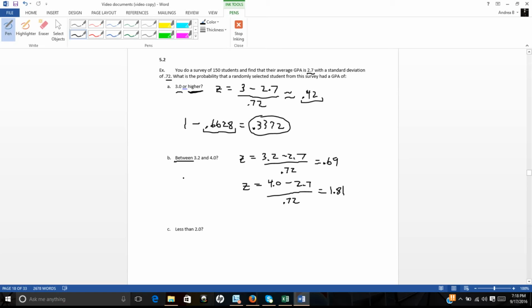So if we do the 1.81, we look that up, we go down to 1.8, over to the 0.01 in the chart. We do so here, we get 0.9649. Remember, I just did the bigger one first, and then the other one, and we go down to 0.6 in the chart. And then you have to go all the way over to the 0.09 column, which would be the last one in your chart. So there you get 0.7549.